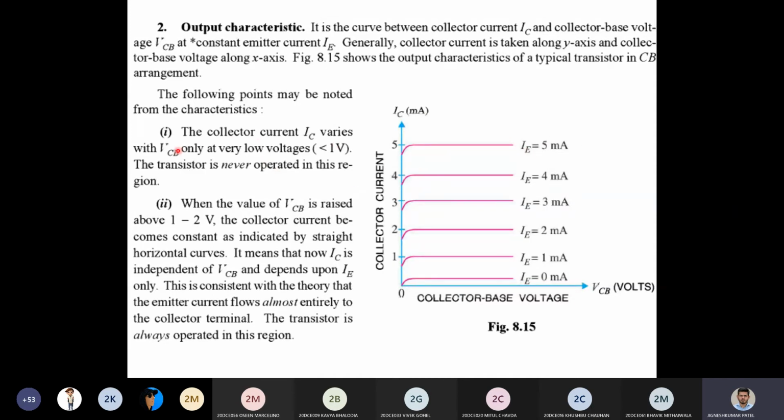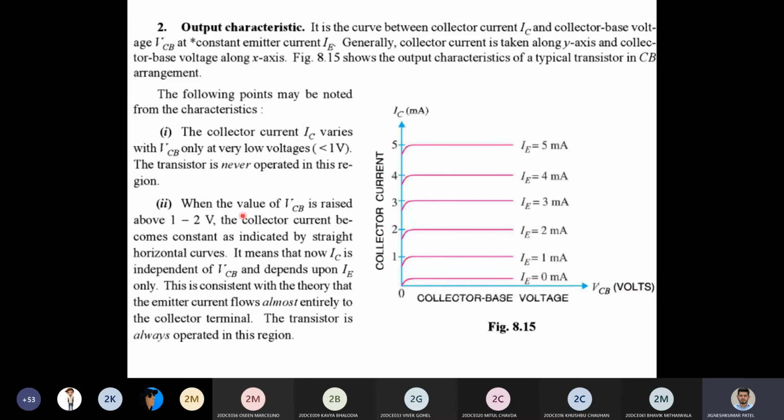The collector current IC varies with VCB only at very low voltages. The transistor is never operated in this region. Okay, so it only changes in this range. You can see the change only during the first 1 volt, but we never operate in that range. We always have VCB very high, like 10-20 volts.